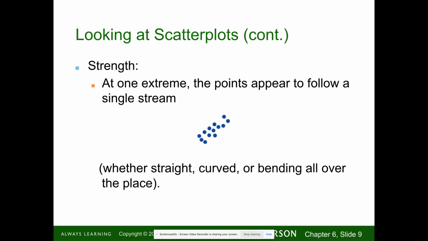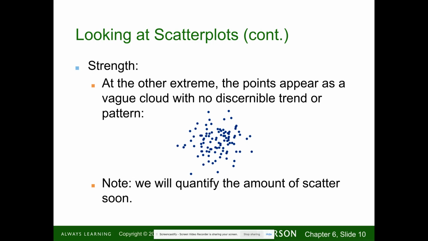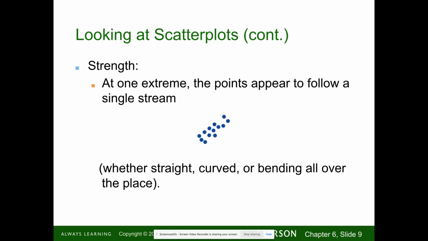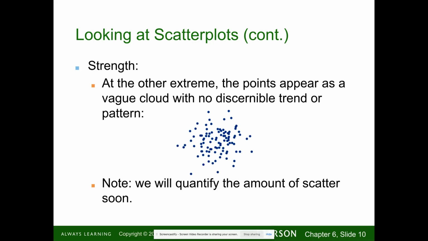At one extreme, the points appear to follow a single stream, whether straight, curved, or bending all over the place. On the other extreme, sometimes you'll see something very tight knit. That looks like a line. This does not. This is all over the place. It's impossible to make a prediction about this, okay? I like the fact that they said it looks like a vague cloud, but there's not a whole lot I can do with this data with regards to making predictions.